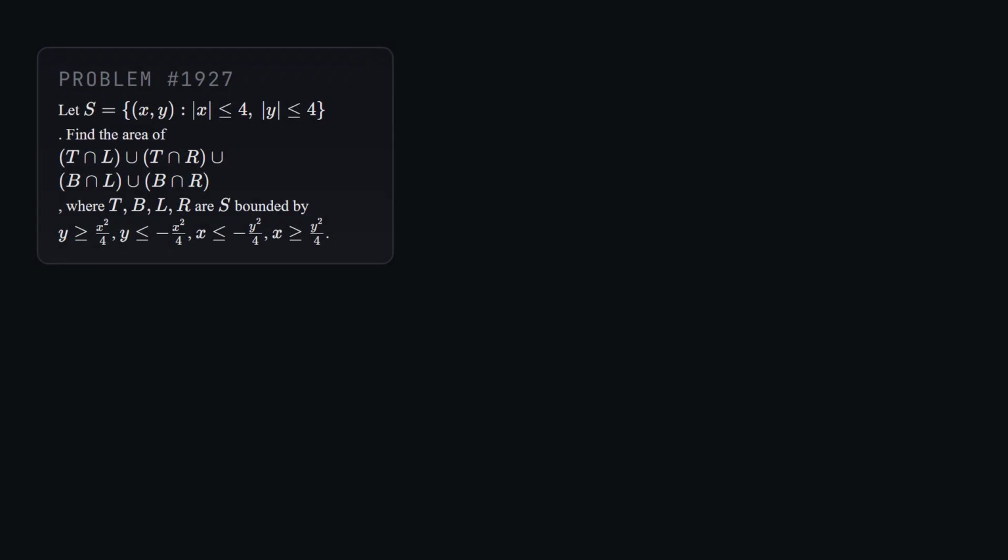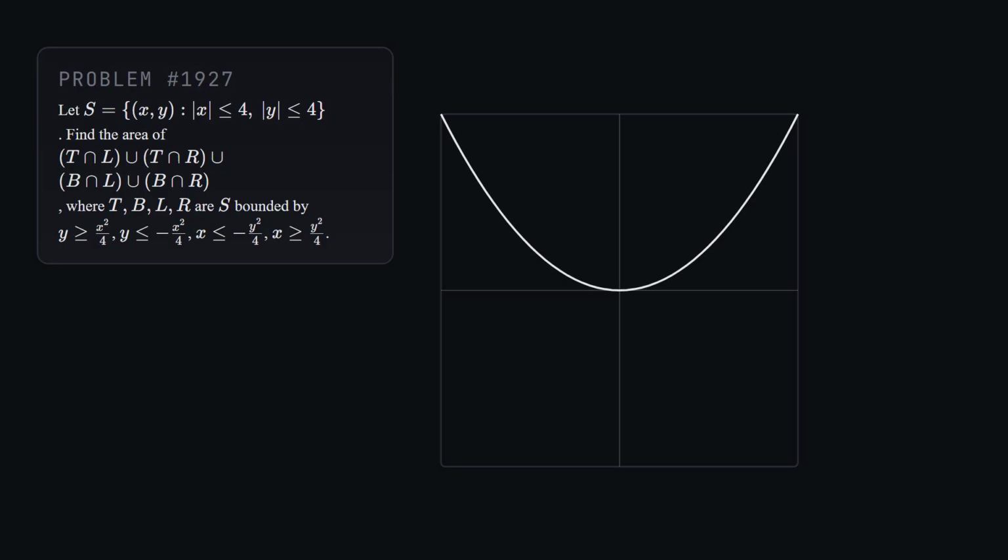Here's a problem about area. We're inside the square from -4 to 4 in both x and y. 4 regions live in there. Above the curve, y equals x squared over 4. Below its mirror image, and the same 2 curves again, but sideways, in x instead of y.